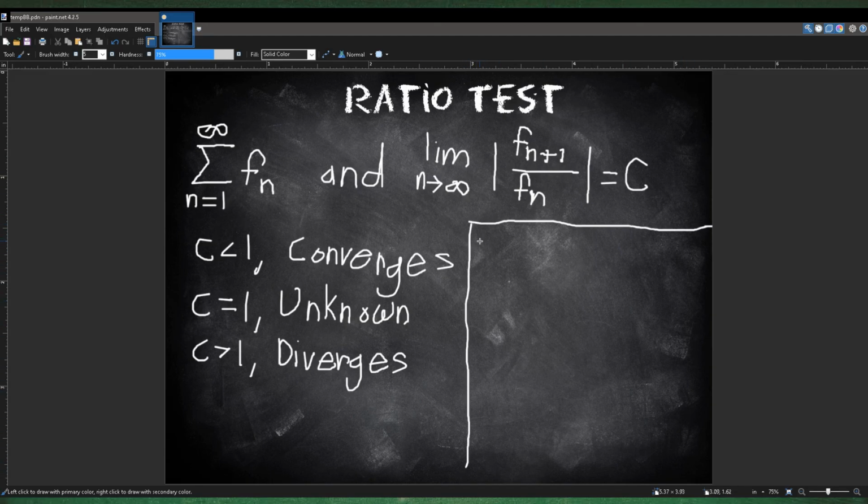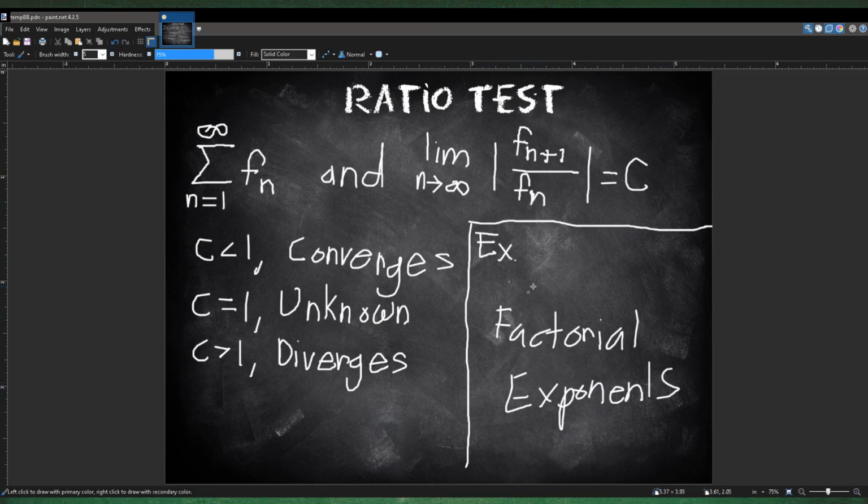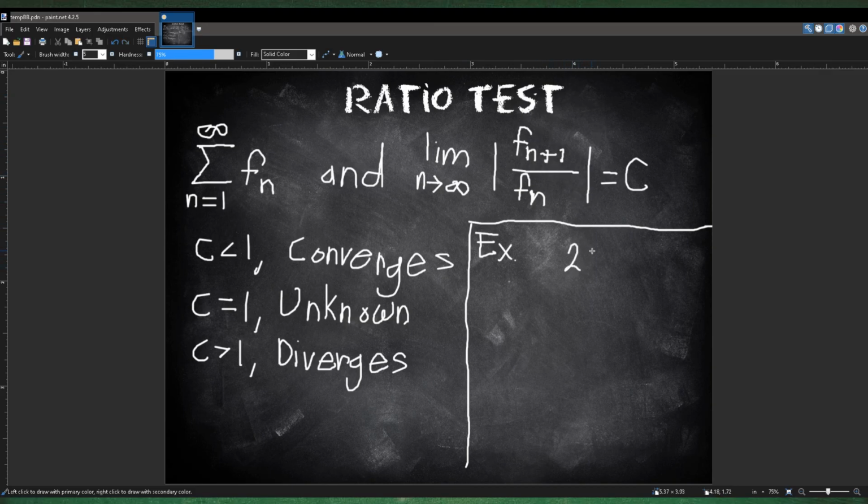Right? So usually when you use this ratio test, you are dealing with either factorials or exponents. If you ever see a factorial, you usually would use the ratio test, which I'll explain later using this example. So let's say our sequence is 2 to the power of n divided by n factorial.